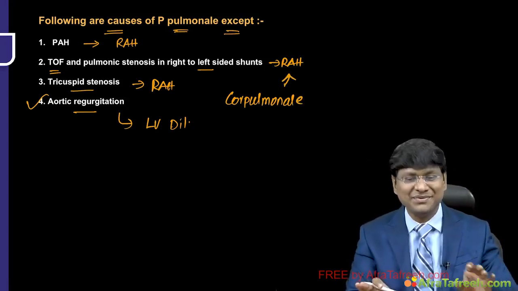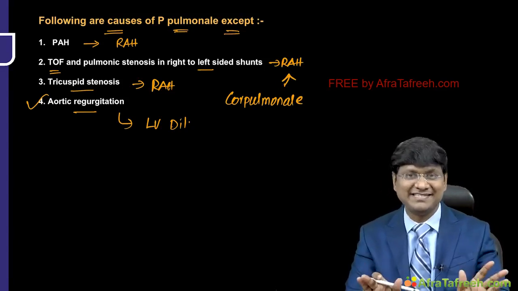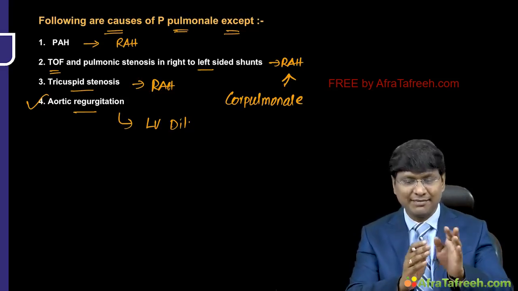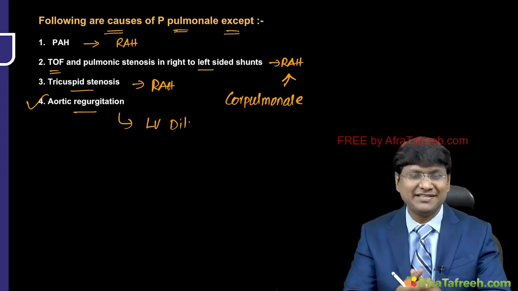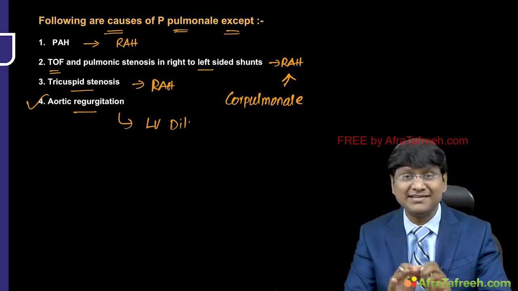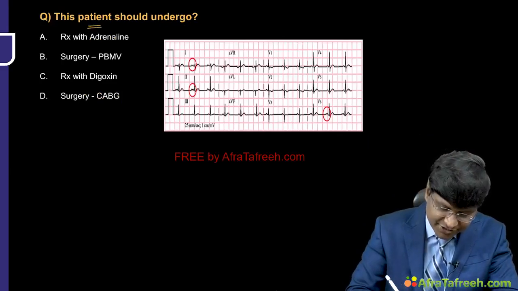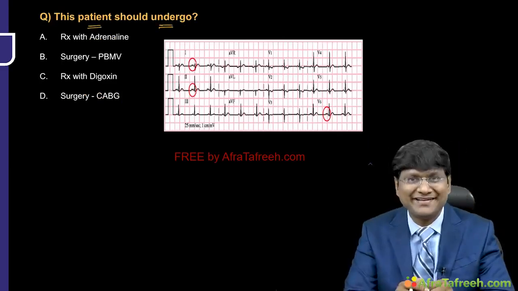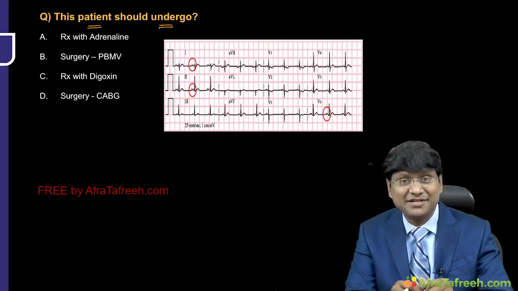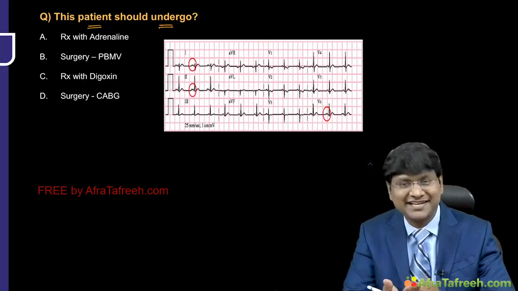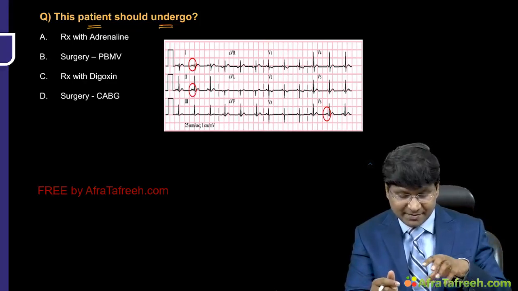So that is about the abnormalities of the right atrium and the changes in the P wave in the ECG. Now let us move on to the abnormalities of the left atrium, and the changes you will see in the ECG because of them. See this question: this patient should undergo treatment with adrenaline, surgery that is PBMV, treatment with digoxin, or surgery that is coronary artery bypass graft. What should this particular patient undergo?